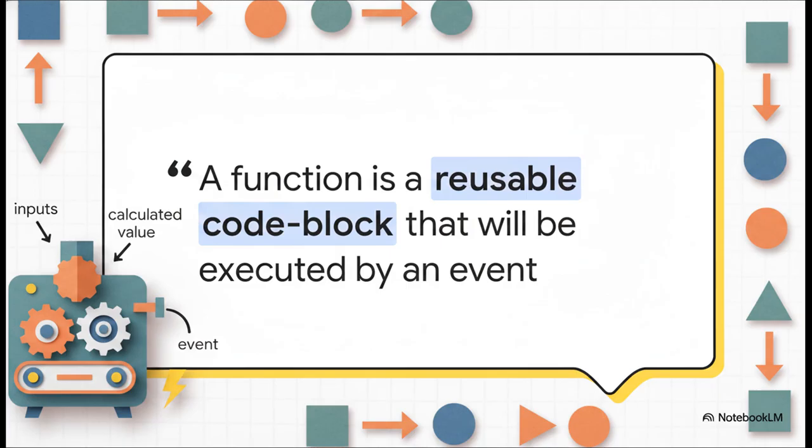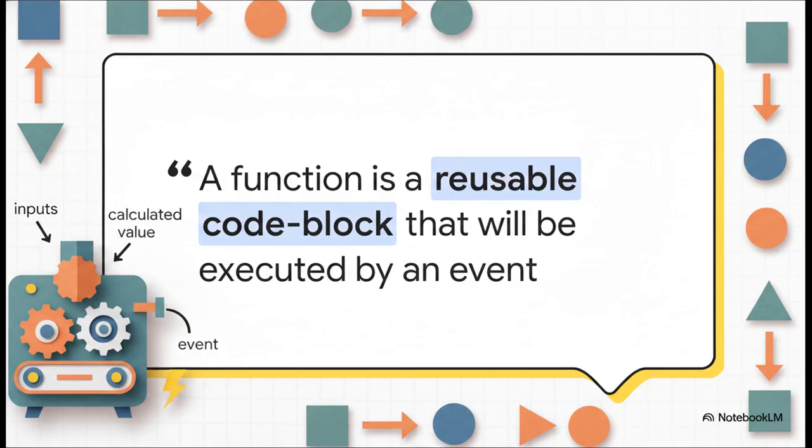Now, beyond loops, we have functions. Professor Harshal V. Patil puts it perfectly. A function is a reusable code block that will be executed by an event. Rather than rewriting the exact same logic over and over, you wrap it up in a function with specific parameters. It's basically like building your own mini reusable machine. You feed it inputs, and it spits back a calculated value whenever you trigger it.